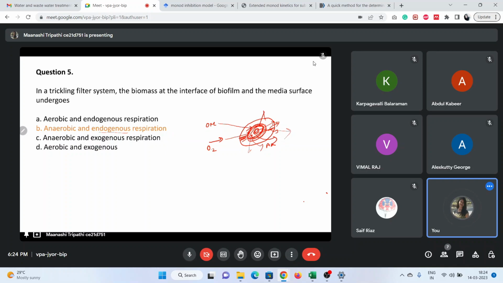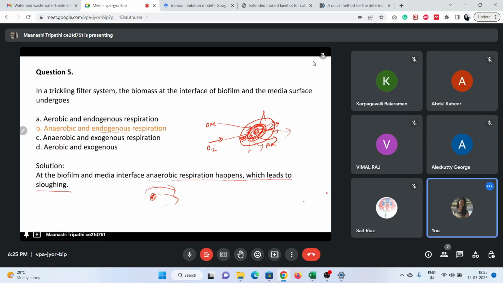Okay, so this will happen. Now the media will be separated from the biomass. It will just become dry. So the same thing is written here: at the biofilm and media interface, anaerobic respiration happens, which leads to sloughing of biomass. What is sloughing? This is the media. Biomass will just detach itself. It will just be removed. So that is sloughing.